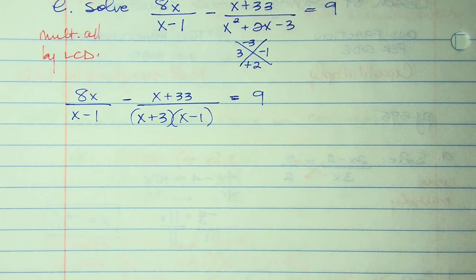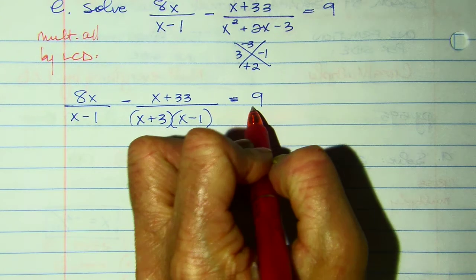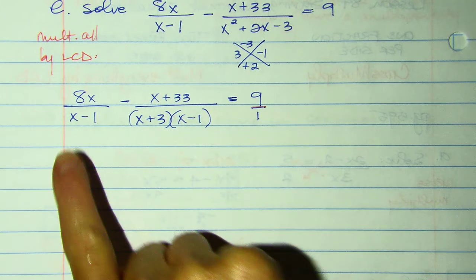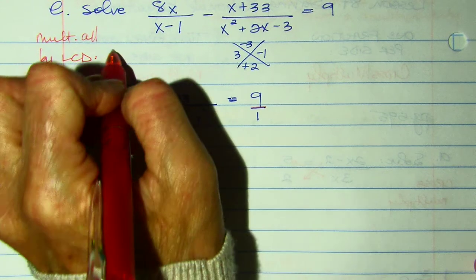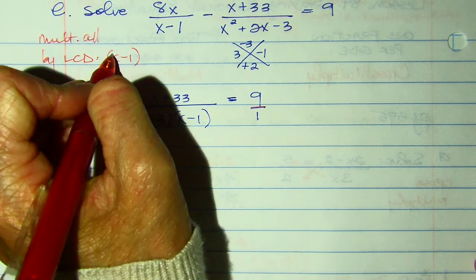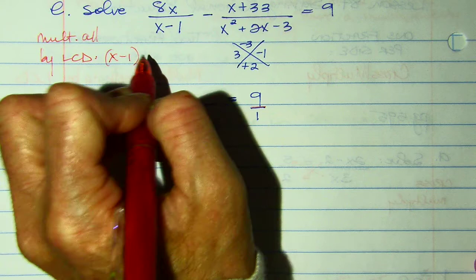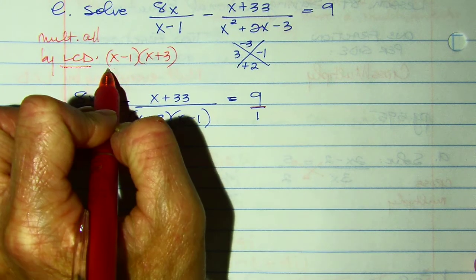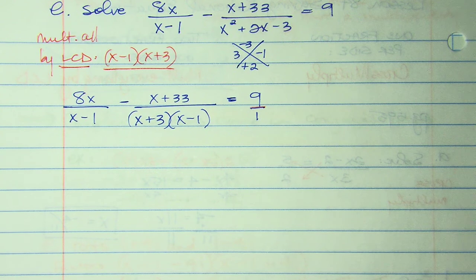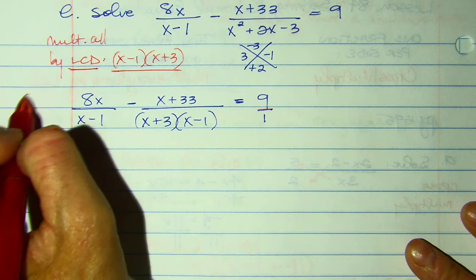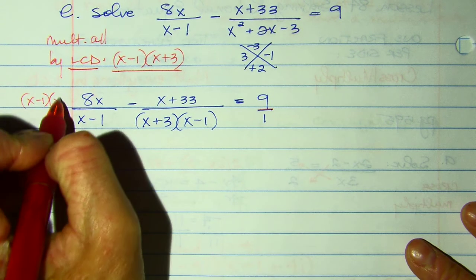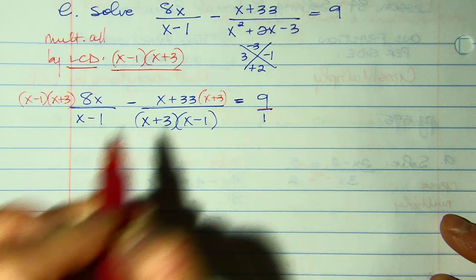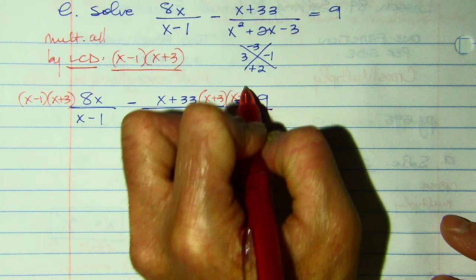So my least common denominator, when I look at these denominators, underneath 9 is just a 1. These two both have x minus 1. What they don't share in common is x plus 3. So this is my LCD. So I'm going to multiply everything by my LCD. I'm going to multiply this fraction by my LCD, this fraction by my LCD, and this.